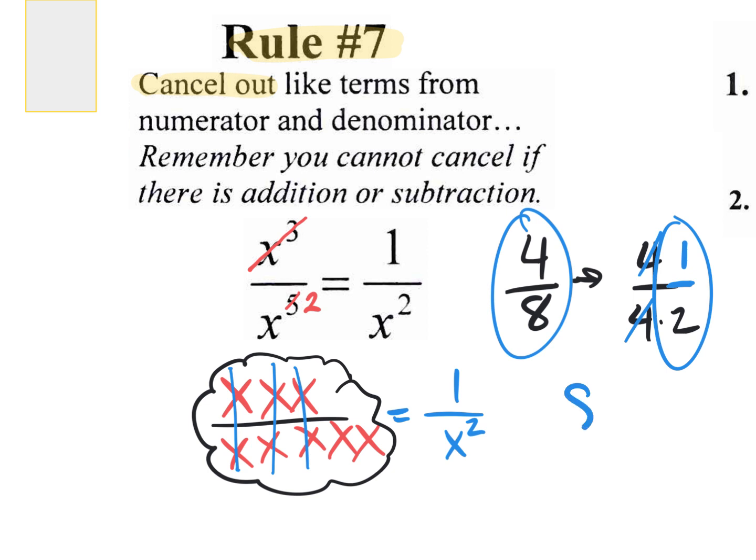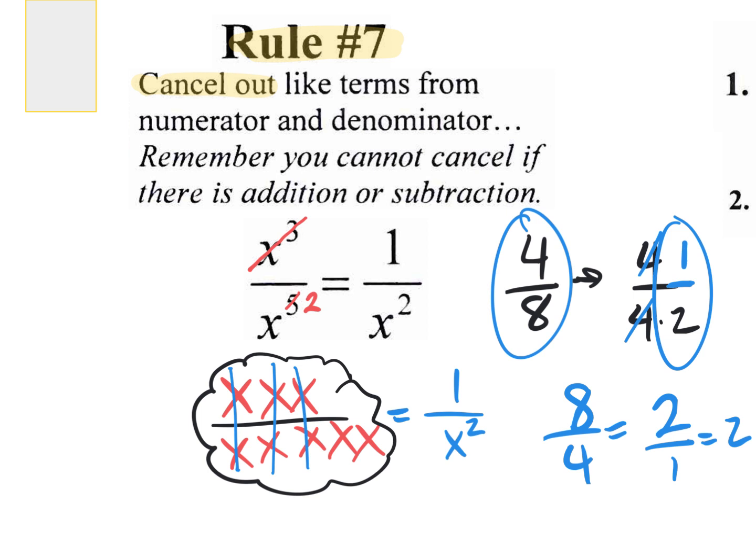But what if it were the other way around? 8 divided by 4. What's 8 divided by 4? 2. Do you need to put a 1 on the bottom? You don't need to. Why not? Because 2 divided by 1 is just 2, right? So when there's nothing left on the bottom, you don't have to put a 1 down there. You could just leave it 2. But when there's nothing left up on top, you have to put a 1.